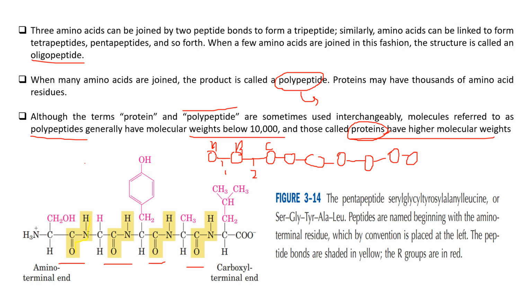The peptide bonds are shaded in yellow. The R groups are in red. So this is an R group. As we know, all the amino acids have this chiral center, and on this chiral carbon there is an R group, an amino group, a carboxylic group, and a hydrogen. These structures are the same in all amino acids; only the R group is different in different amino acids. All these amino acids are joined together with the peptide bond, and ultimately they will form a polypeptide, and when its molecular weight is more than 10,000, it will form a protein.